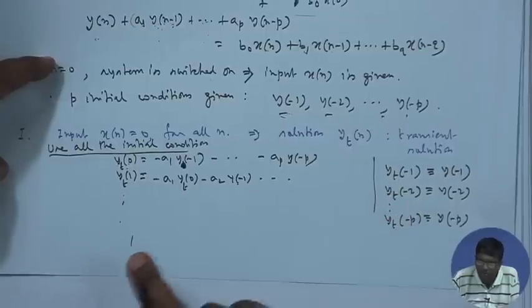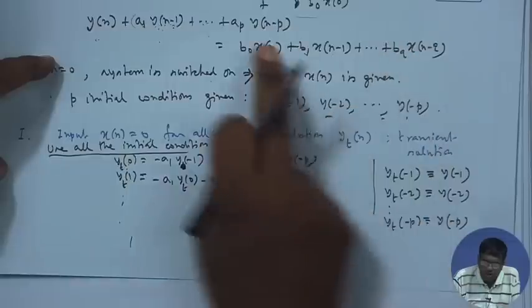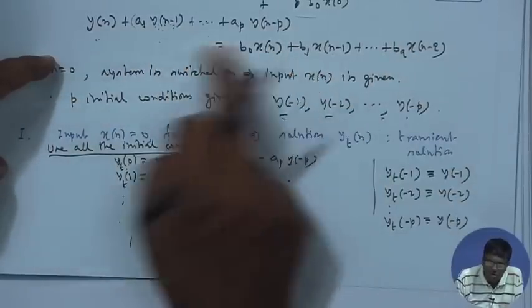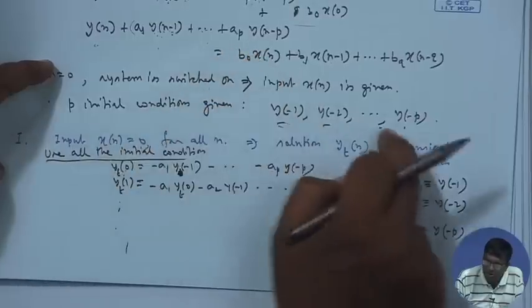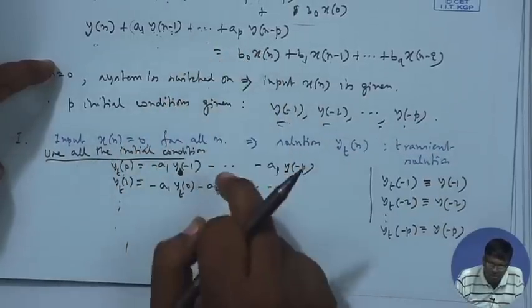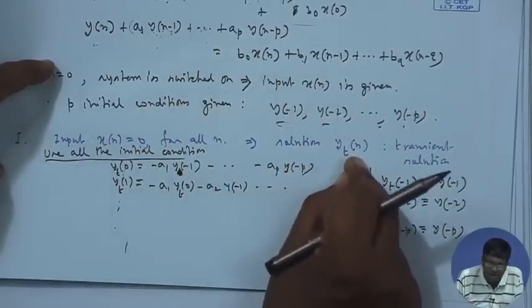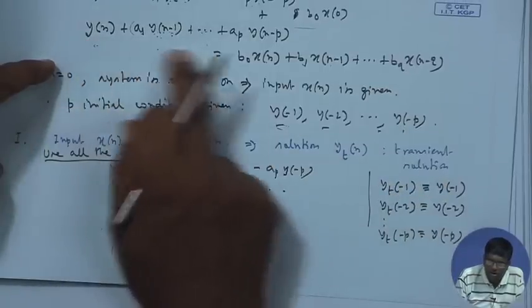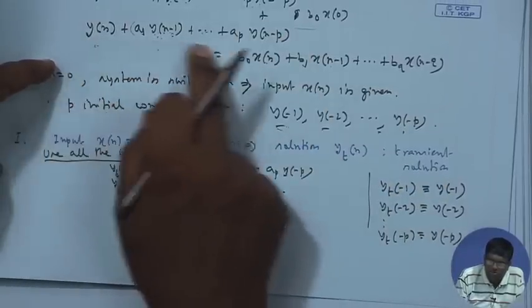In one case, input was 0, so the right hand side was fully 0, and the equation was solved by using the given initial conditions. I called the solution y t n, transient, and if I put that y t n here, I get y t n from its past samples.